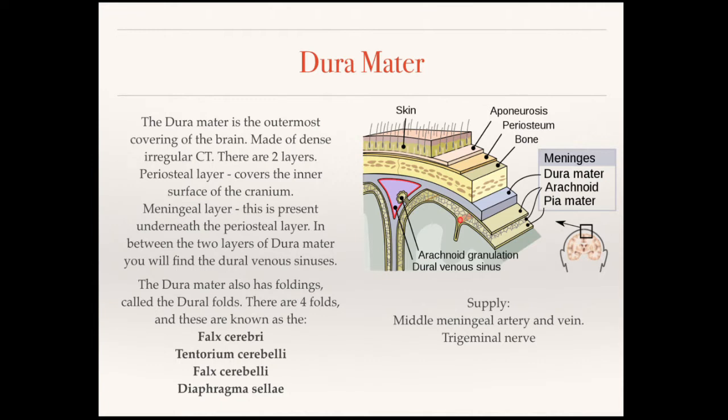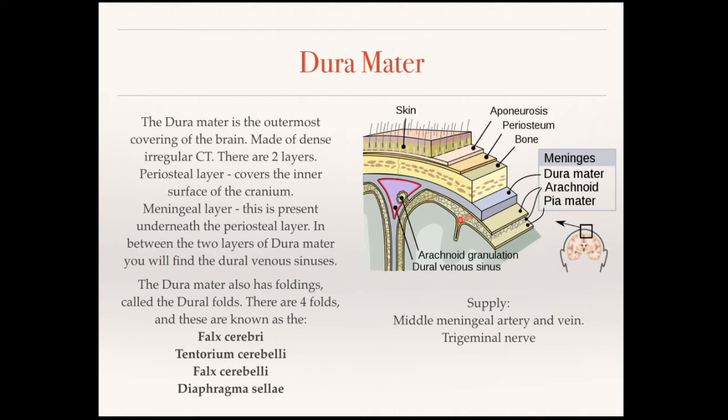There are two layers of Dura Mater. The first layer is the periosteal layer, which covers the inner surface of the cranium. The second layer, the meningeal layer, is present underneath the periosteal layer. In between these two layers of Dura Mater, you'll find the dural venous sinuses, shown over here.